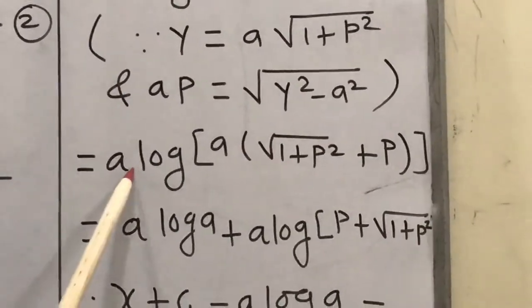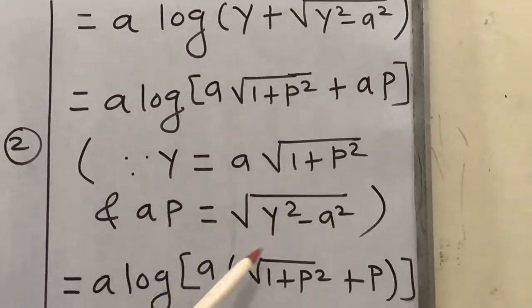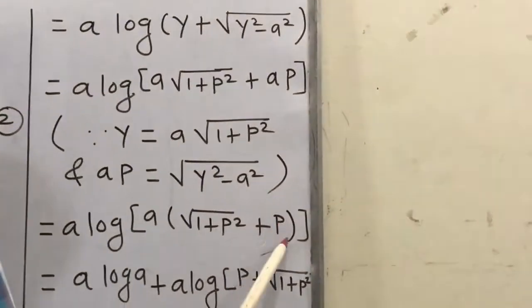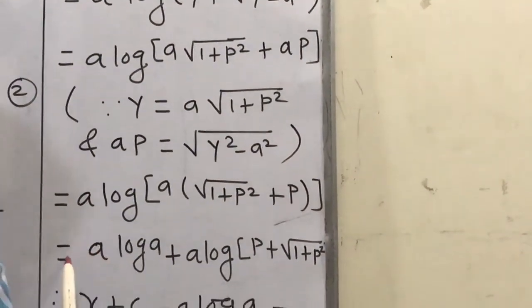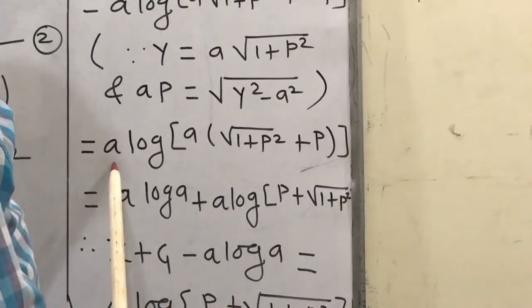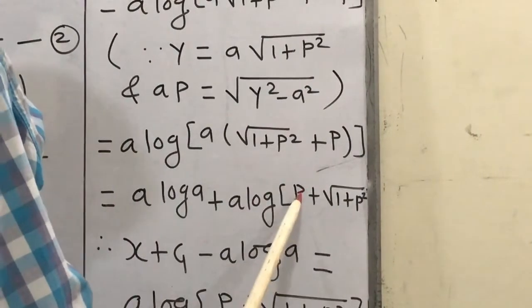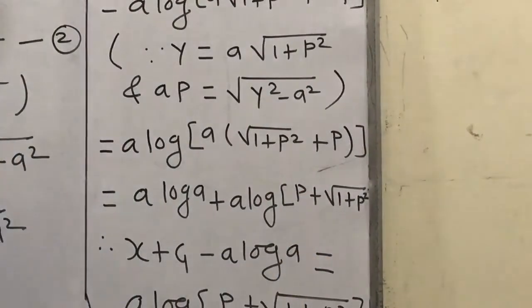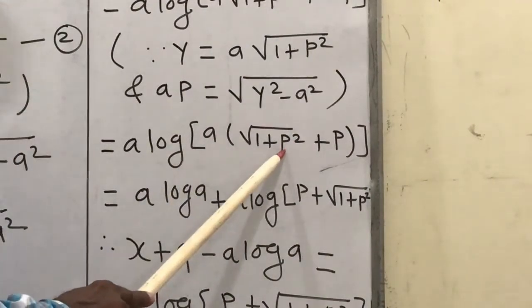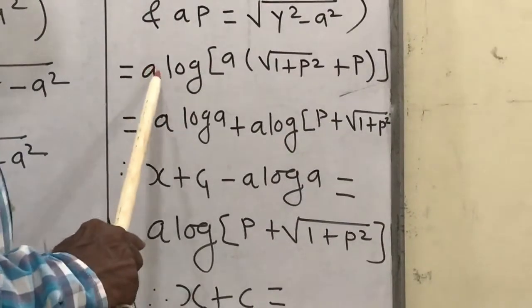A log a in bracket, taken out a common, remaining is in bracket under root 1 plus p square plus p, which is equal to a log a plus a log in bracket p plus under root 1 plus p square. So here use log a into b which is equal to log a plus log b and multiply with a.